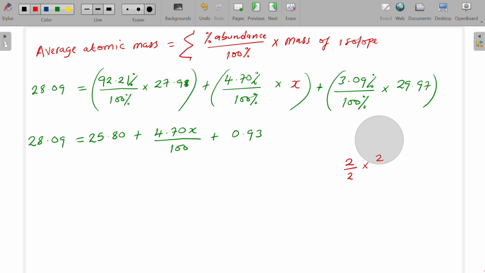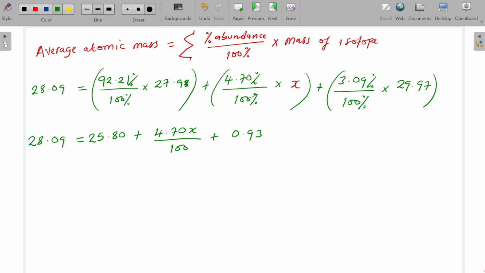2 multiplied by 2 is 4. 4 divided by 2 is 2. If we say 2 divided by 2, that's 1. 1 multiplied by 2 is still giving us a 2. So this is the same concept we have used here. We have said 4.70 multiplied by x will basically give us 4.70x. Then we divide it by 100. So we are getting this expression here. All right, so let's go ahead and do our mathematics.